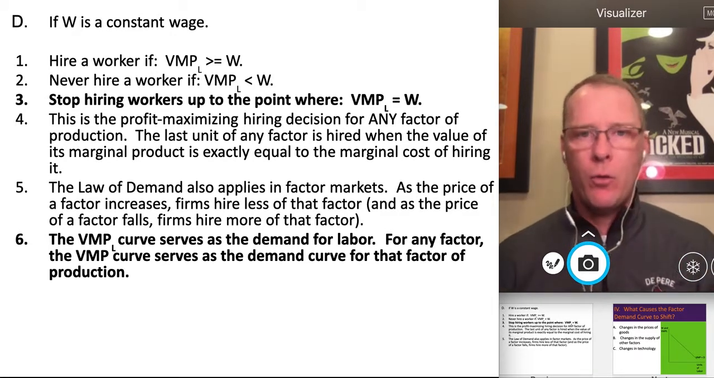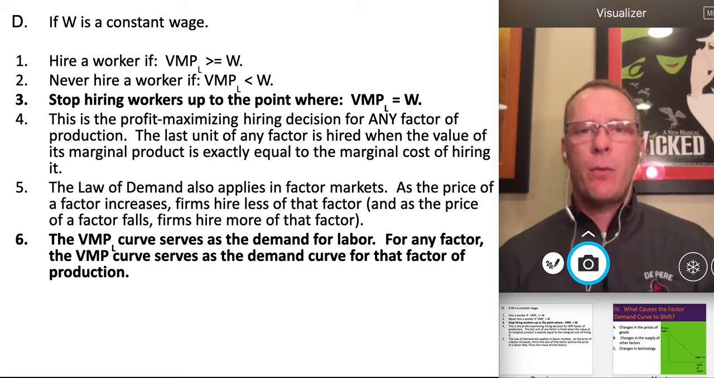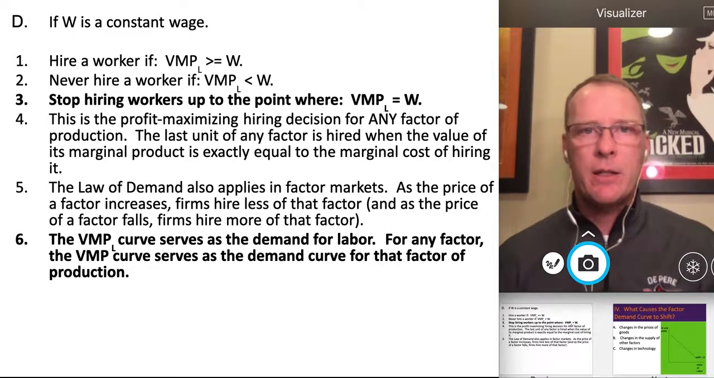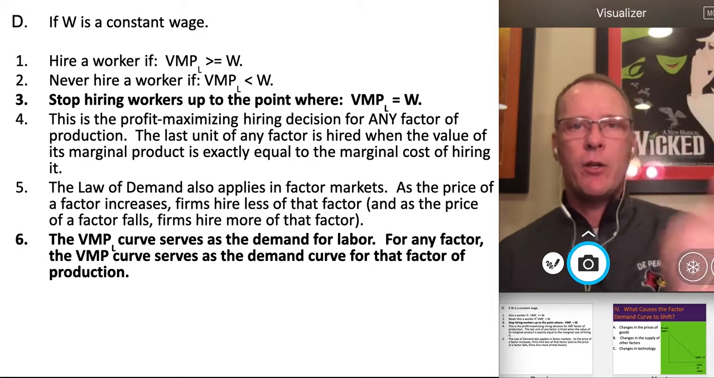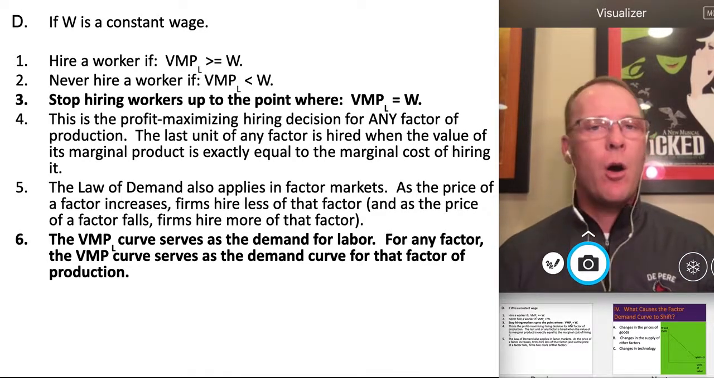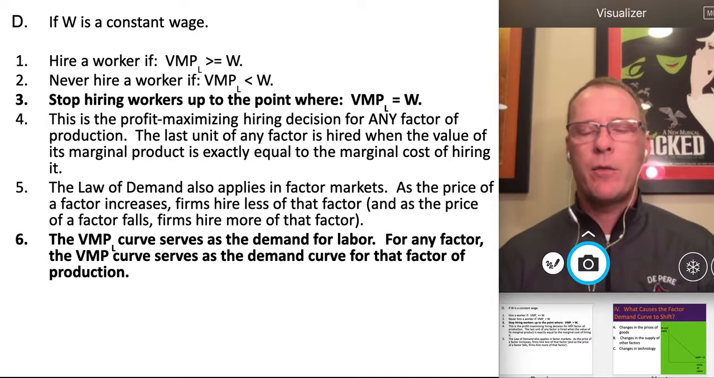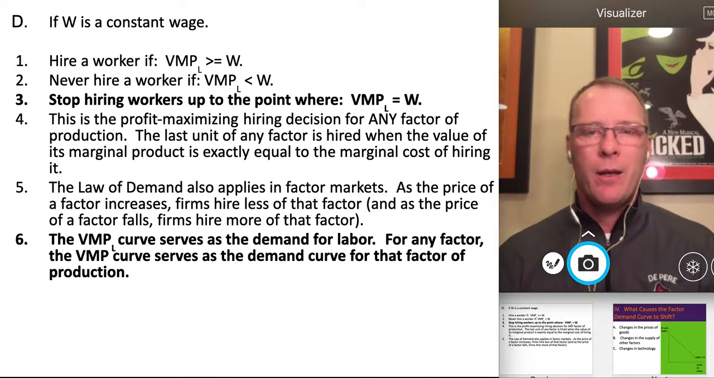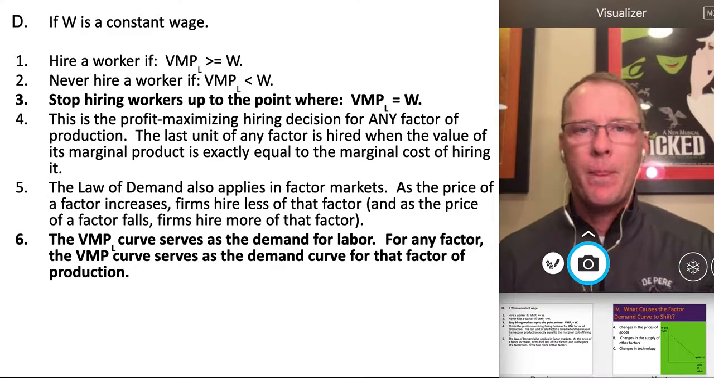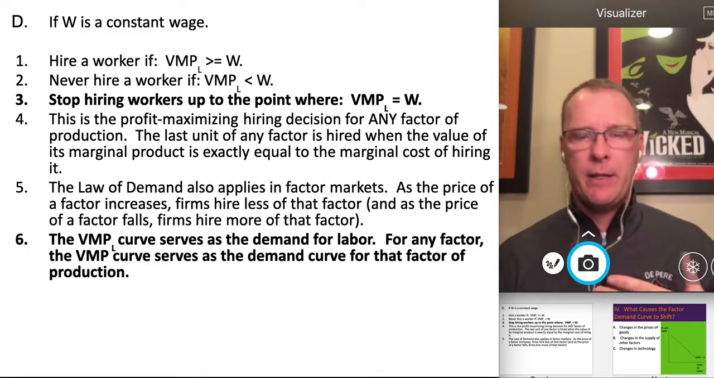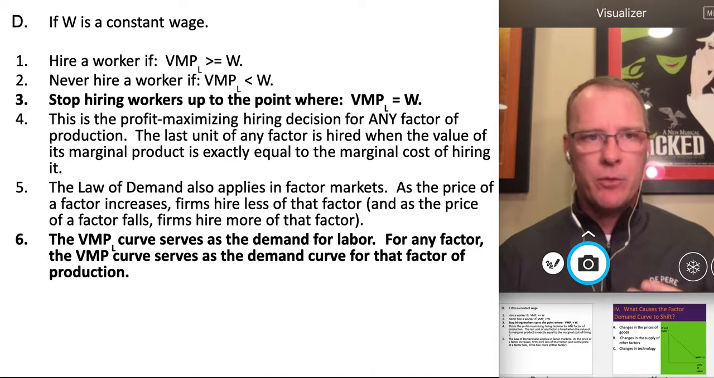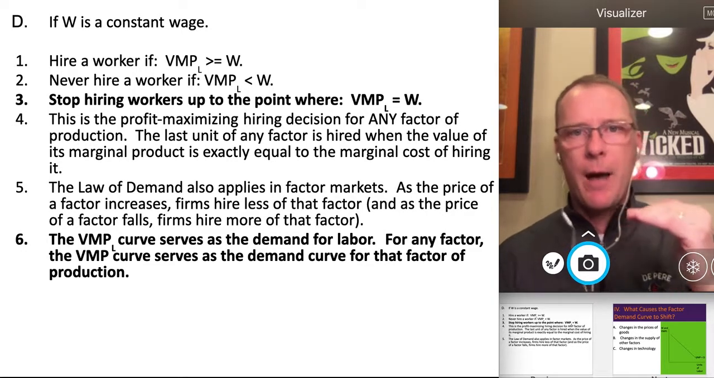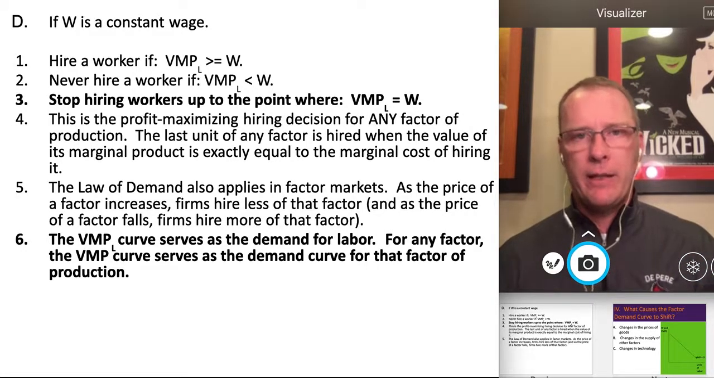So you're going to hire a worker if the value of their marginal product of labor is greater than or equal to the wage, right? The value to you, they're bringing more to you in terms of value than you're paying them in wages. Don't hire a worker if the value of your marginal product of labor is less than the wage. That would mean that you're paying them so much per hour, but they're not bringing in even that much in terms of value to you. You stop right where that hits equals each other.